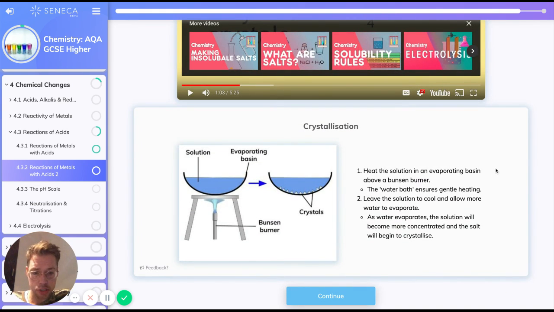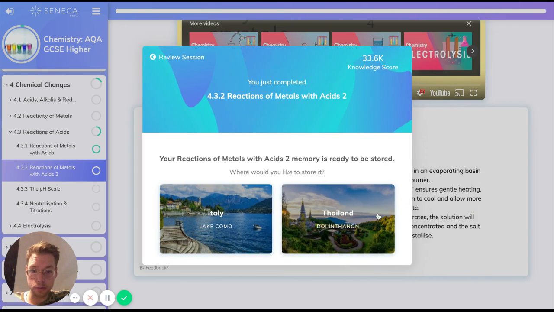And crystallization. Let's do a quick review of that. We have our solution, which has the dissolved salt in it, and we make a water bath by putting in a Bunsen burner underneath. We heat it, the water will then evaporate, and the crystals will form. Amazing. Quick as that. We've covered all of the reactions of metals and acids you need to know.